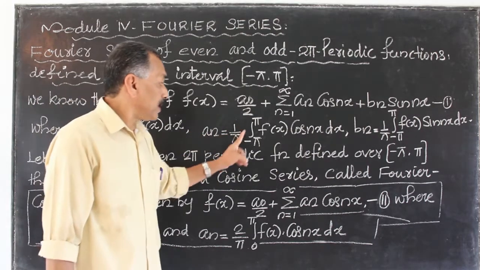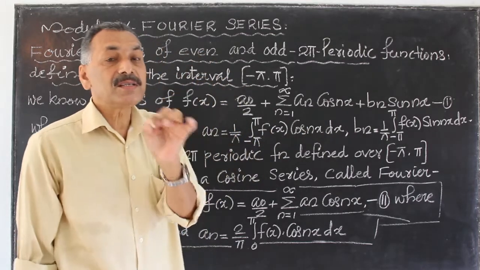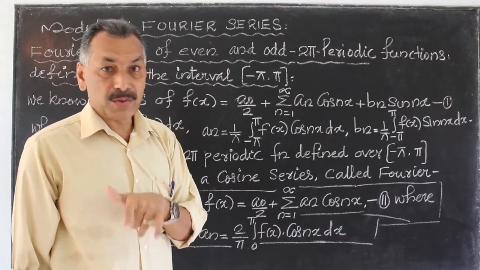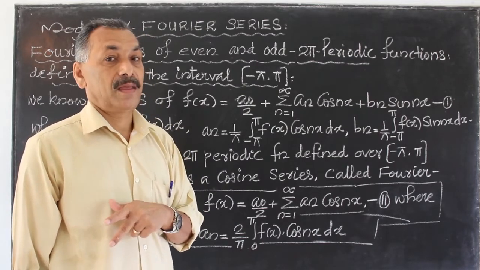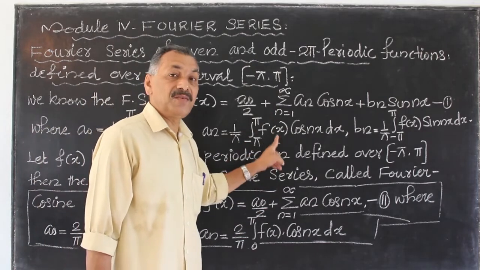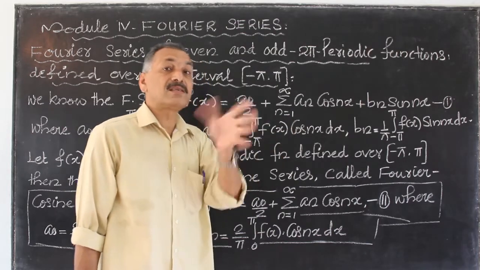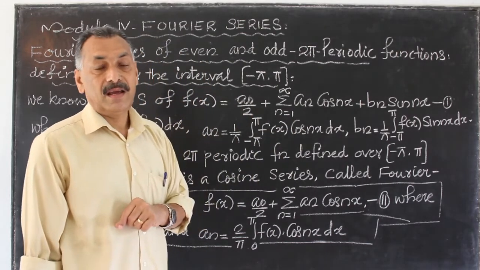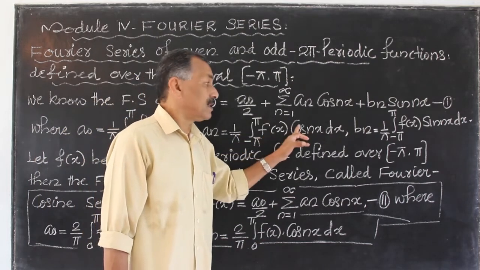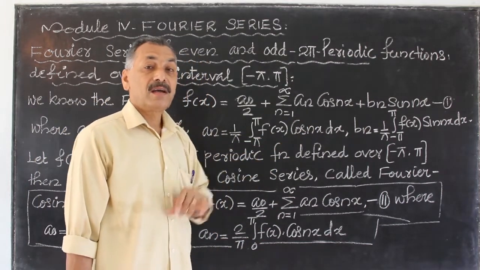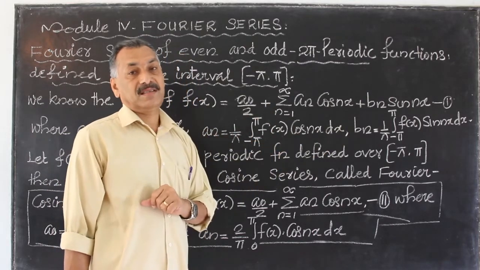Then what is an? an is equal to 1 by pi integral minus pi to pi f of x into cos nx dx. f of x is even, and cos nx is also even: cos x, cos 2x, cos 3x, etc. are even. Since both are even, their product f of x into cos nx is also even. So the integral minus pi to pi is equal to 2 into integral 0 to pi f of x into cos nx dx.